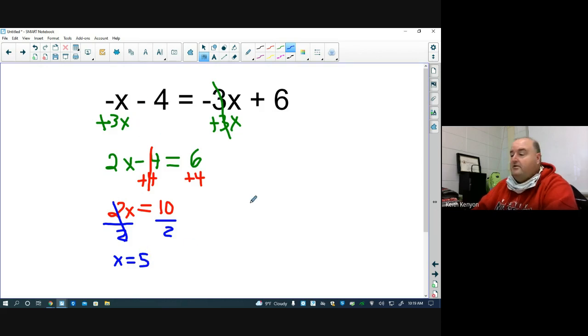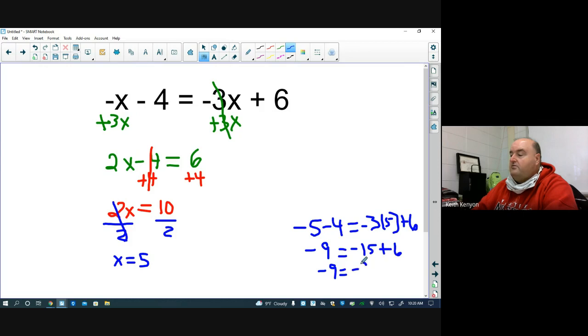So now I'm going to plug things back in and see how they go. Negative x would then be negative 5, since x is 5, minus 4 equals, and then negative 3 times my x. Hope the clicks aren't really annoying. I'm sorry about that. Negative 5 minus 4 is negative 9. Negative 3 times 5 is negative 15, and then I add 6 to that. So negative 9 stays negative 9, and negative 15 plus 6 will be negative 9. So I got this one right as well.